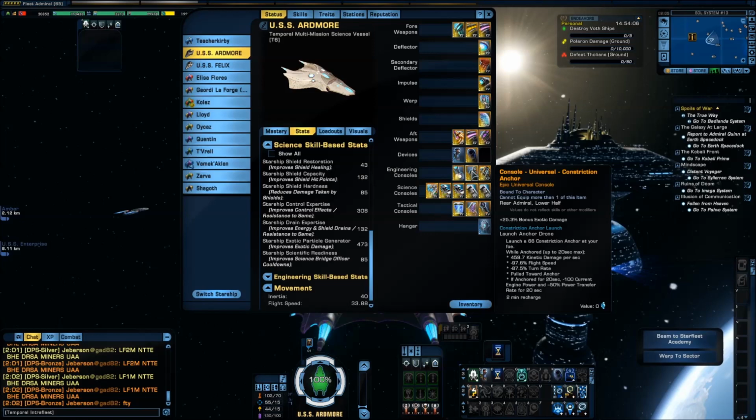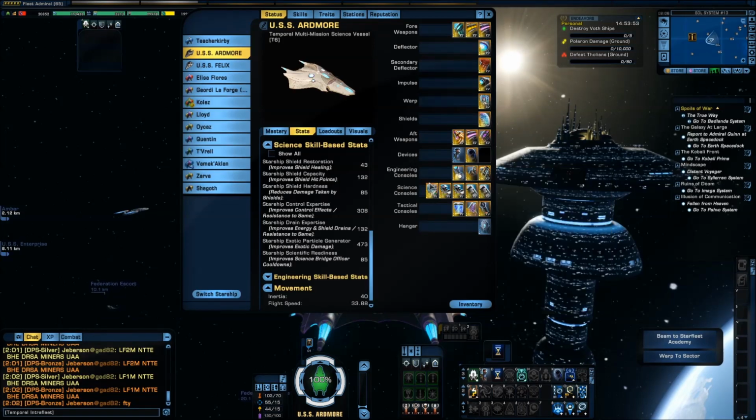So that is definitely where we're at with that. Okay? So we use this for the bonus exotic damage. So that is the gear.